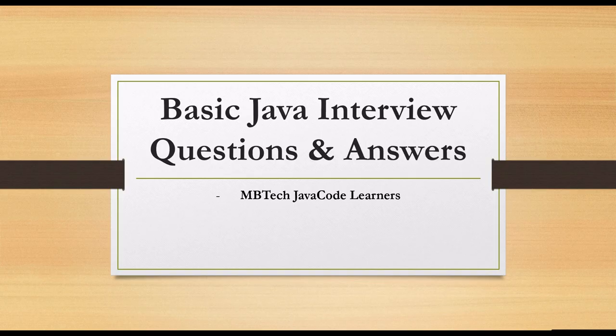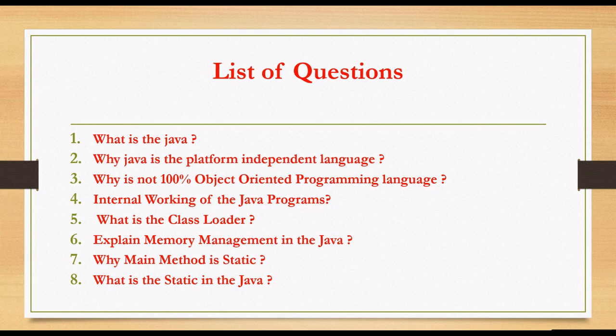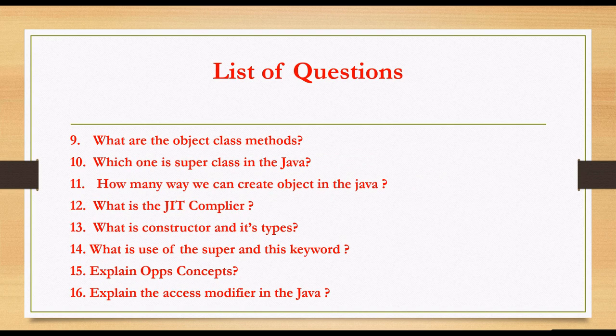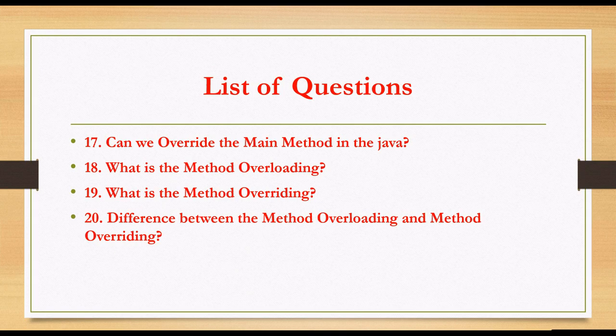So in the previous 3 videos we covered some Java interview questions and answers. The list of questions we covered in the previous videos: what is Java, why Java is a platform independent language, why Java is not a 100% object oriented programming language, what are the object class methods, which one is the superclass, how many ways we can create an object in Java, what is the JIT compiler, what is method overloading and method overriding, and the difference between method overloading and overriding. All those 20 questions we covered in the previous 3 videos. If you have not watched those videos, please go back to the YouTube channel and watch them.